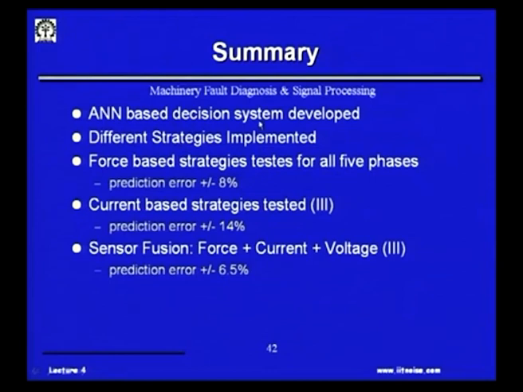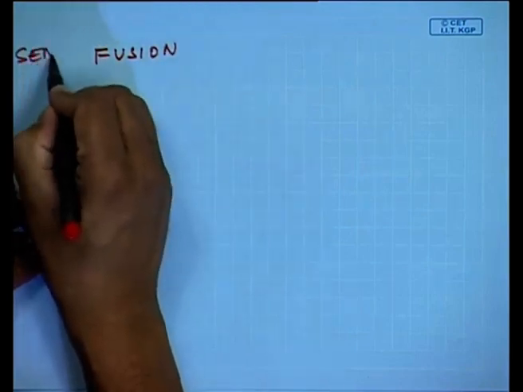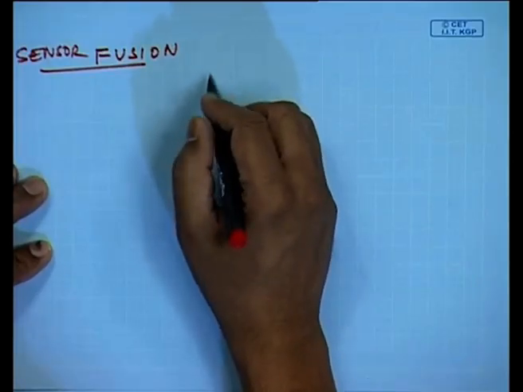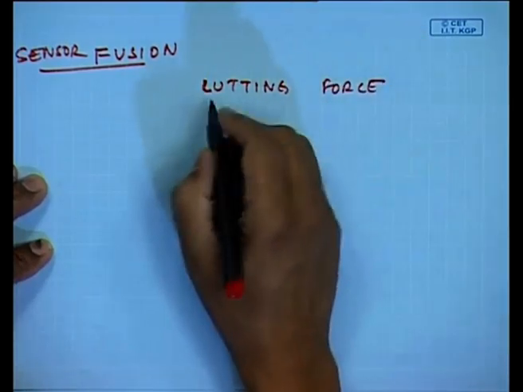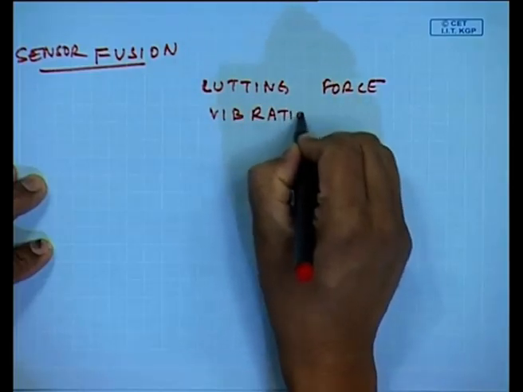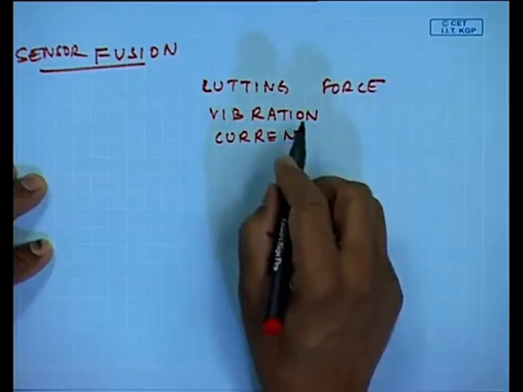So in this ANN based system developed, different strategies were implemented, and force based strategies, and for all the 5 phases gave us a prediction error of... when we have sensor fusion, we could have cutting force, we could have the vibration, and we have the current. Okay.